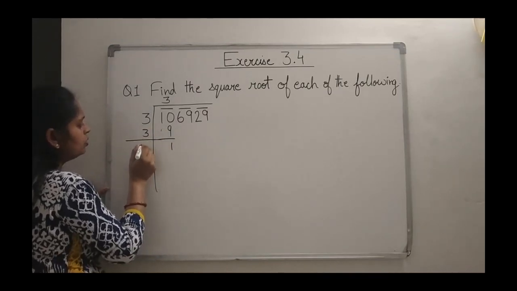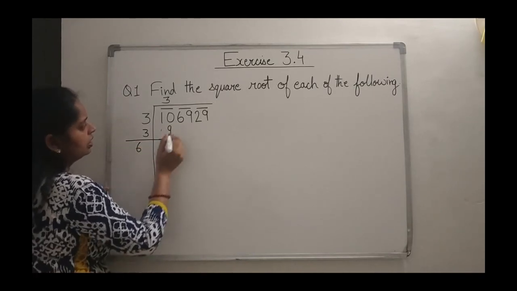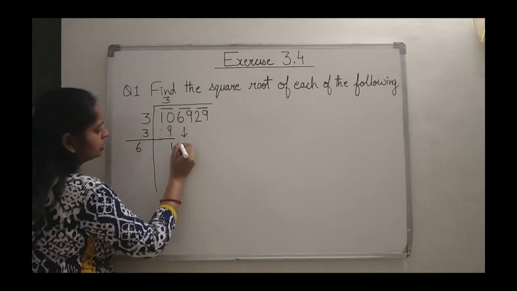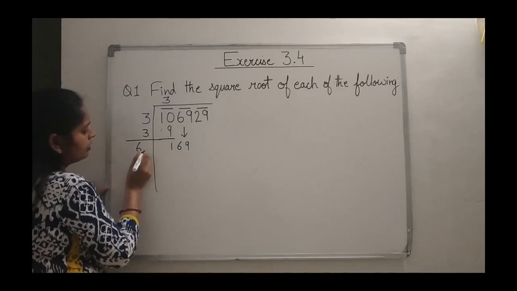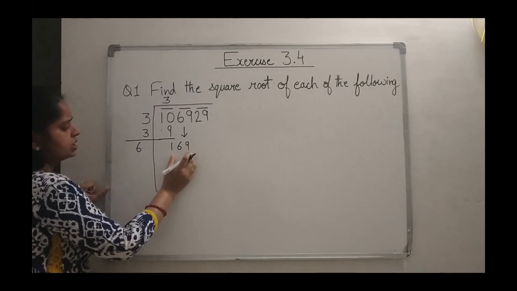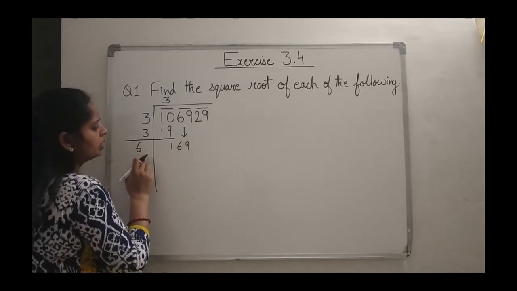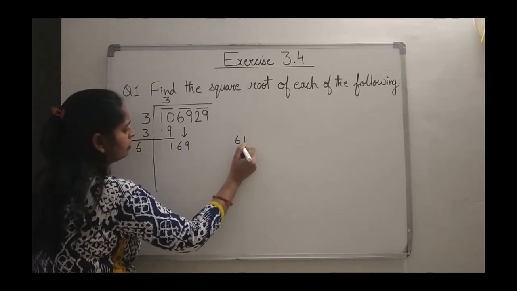Here we have to add: 3 plus 3 is 6. Now the next pair we have to take down. That is 69. So 69 will come down. Now what number entry do we have to make here, so that we get 169? Whatever number we enter, the same number will be multiplied by this. If we put 61, we have to multiply by 1.